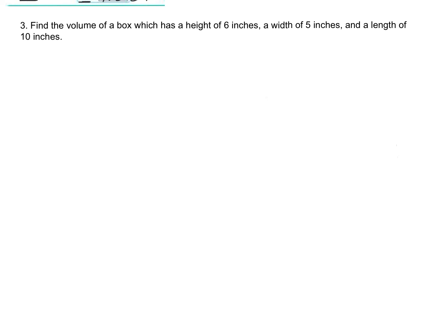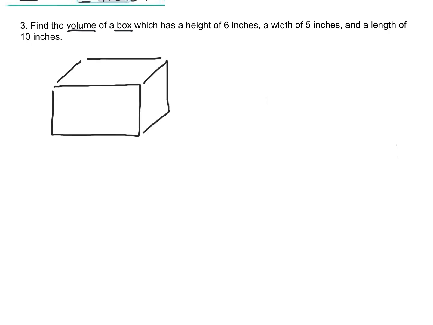Now, for this third example, we're worried about finding the volume of a box, or in other words, a rectangular prism. So let's start off with a little picture. And now let's fill in the information that I'm given. So they tell me we have a height of 6 inches. We have a width of 5 inches. And I have a length of 10 inches.